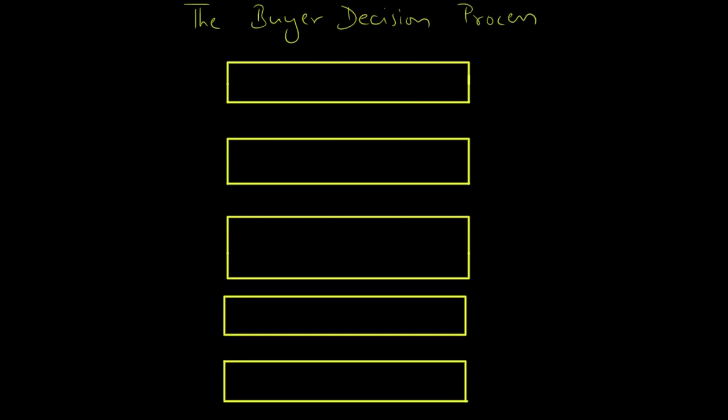So as you can see, I have drawn 5 empty boxes here. So there are 5 stages. I'll take you through the stages one by one. The first stage which a buyer goes through is need recognition.